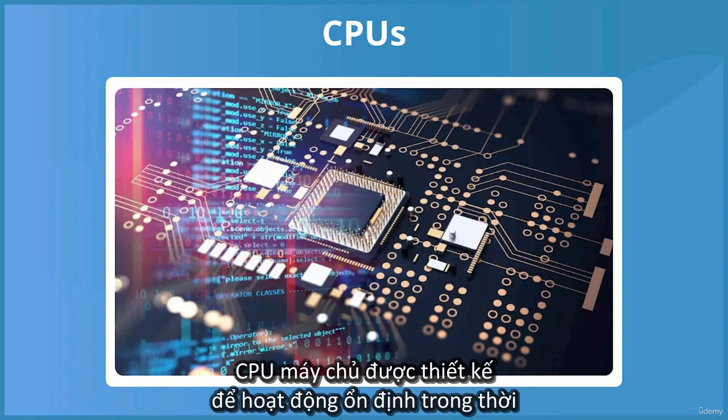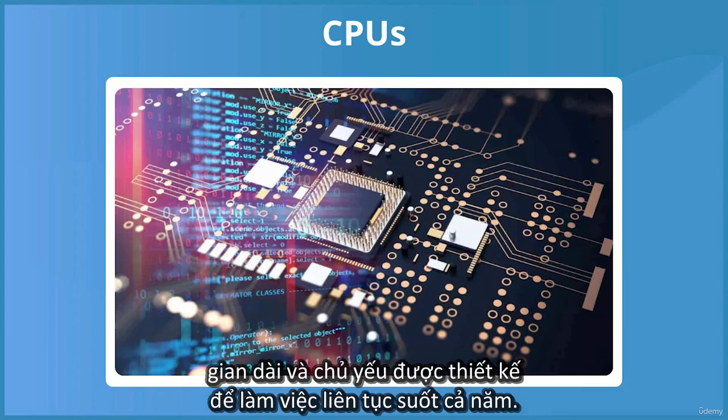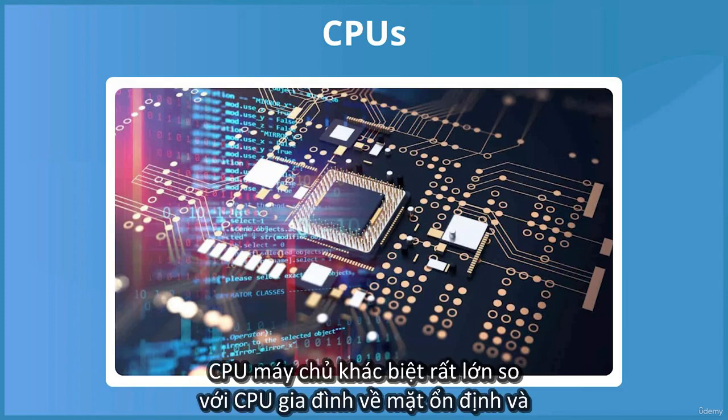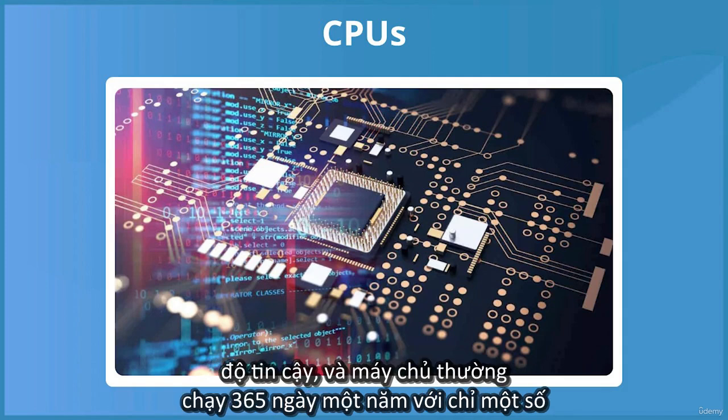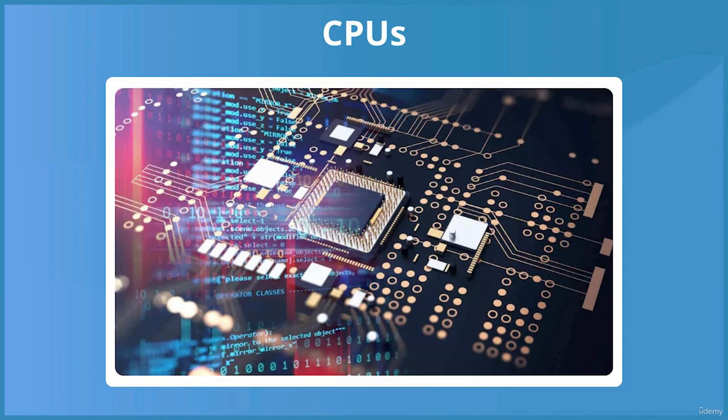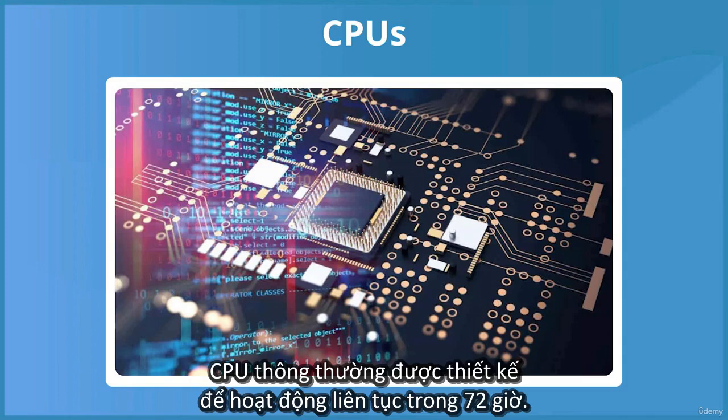Server CPUs are designed to work stably for long periods of time and are basically designed to work continuously all year round. Server CPUs are vastly different from home CPUs in terms of stability and reliability, and servers generally run 365 days a year, with only occasional downtime for maintenance, which requires high stability. Ordinary CPUs are designed to work continuously for 72 hours.